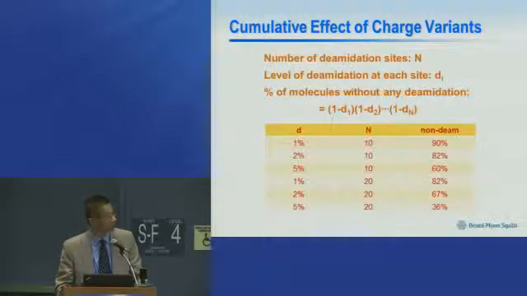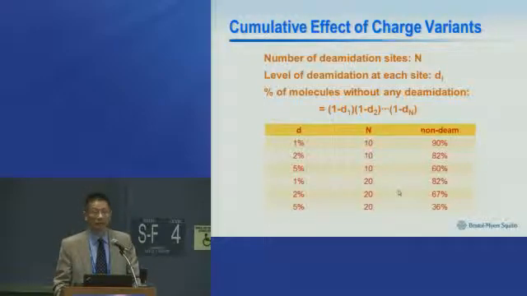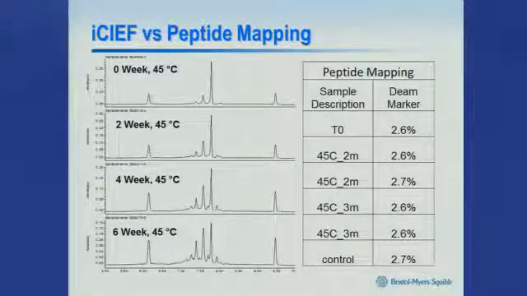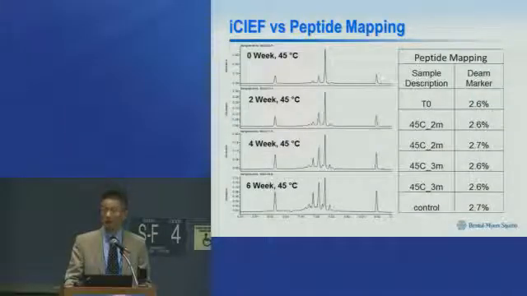If you have more than 10 residues, which is the case for monoclonal antibodies, then the difference is huge. We have a real example here. This is a map going through a forced stress degradation condition, 45 degrees for 6 weeks. 6 weeks at 45 degrees is pretty harsh. The iCE electropherogram showed quite obvious change, whereas peptide mapping, looking at the most susceptible so-called deamidation marker, still shows almost no change at all. So if you have an overall deamidation method, you certainly do not want to use peptide mapping.